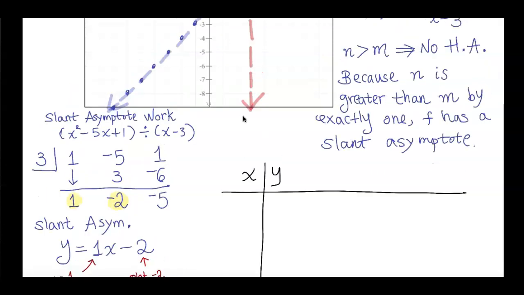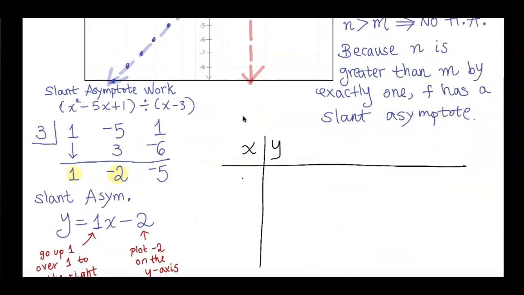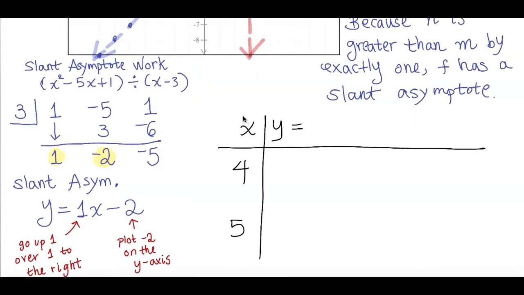Okay, and let's pick some values to the right side of 3. Right side of 3 is 4 and 5. I can plug in 4 and 5 in here. There is no guarantee these will come out pretty. If they're ugly, I guess we're going to have to plot those. But what's the function? I forgot. The function is x squared minus 5x plus 1 over x minus 3.